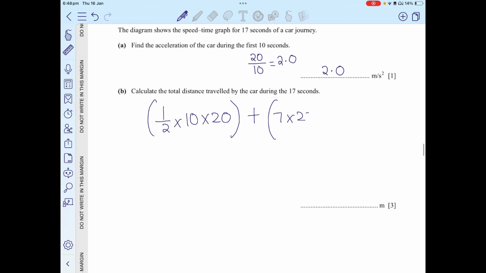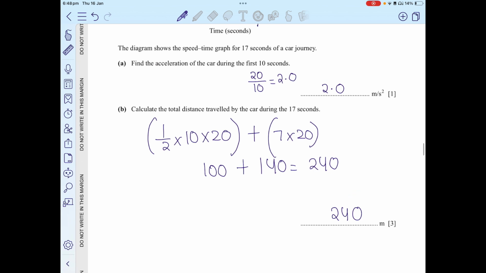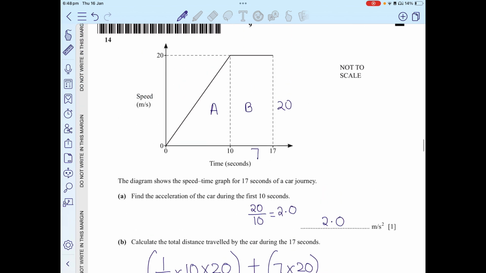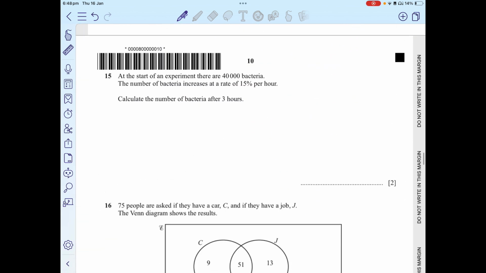Now, 20 into 10 is 200, half is 100. 7 into 20 is basically 140. When you add them up, you would get 240 meters. And that's the correct answer. 14A and 14B are done. Now let's move on to 15.